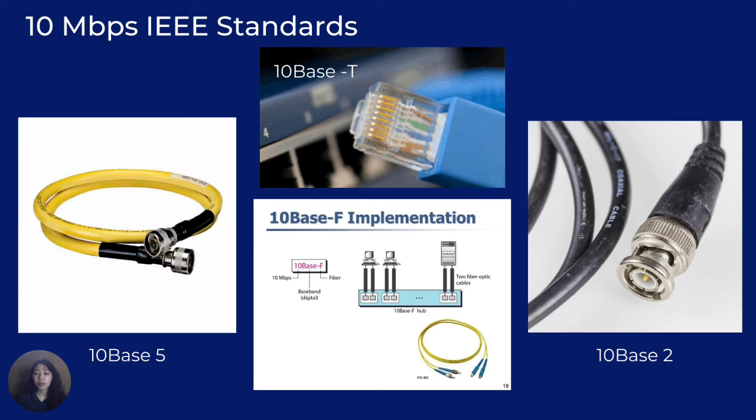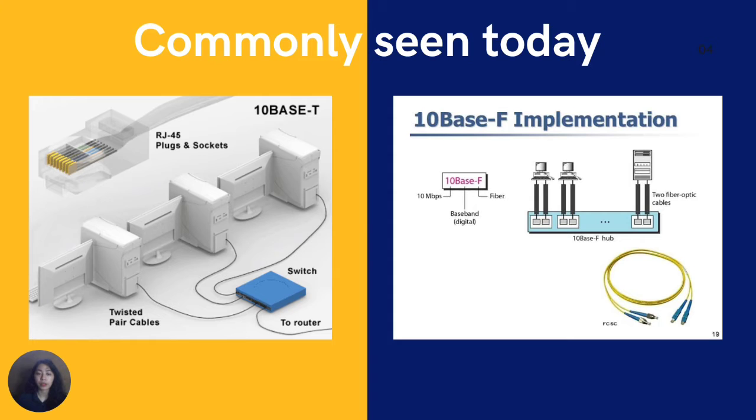There are four major implementations of 10 Mbps Ethernet. These are the 10BASE5, which is Ethernet using thicknet coaxial cable, the 10BASE2, which is Ethernet using thinnet coaxial cable, the 10BASE-T, which is Ethernet over unshielded twisted pair or UTP cable, and the 10BASE-F, which is Ethernet over fiber optic cable. Among the four 10 Mbps standards, only 10BASE-T and 10BASE-F are commonly seen today because the other two are essentially obsolete.